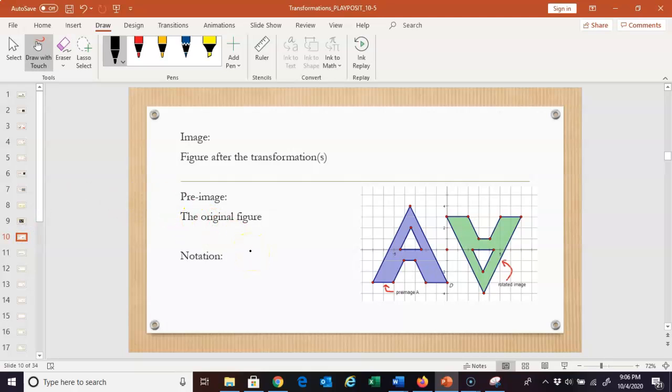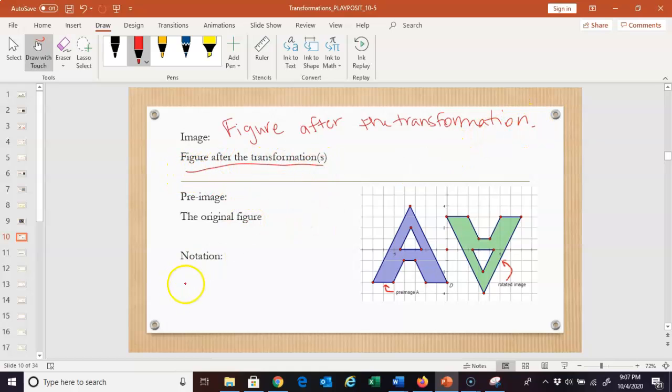All right, so let's keep filling out our notes here. There are a few words we want to go over. The first one is the image. The image is the figure, whatever it might be. In this example, we're looking at some capital A's, but it's the figure after the transformation. And the pre-image is the original figure.